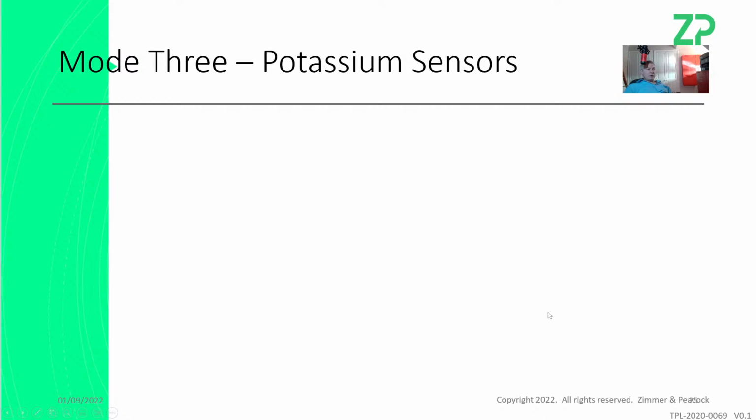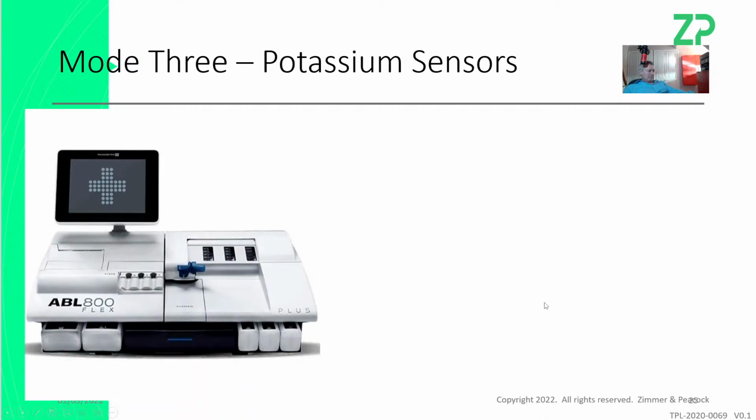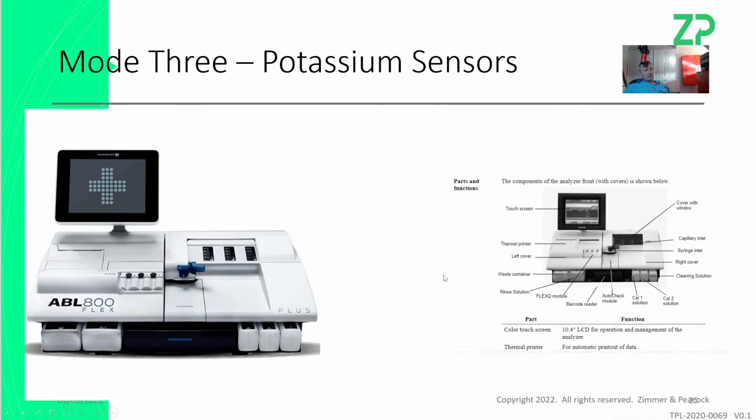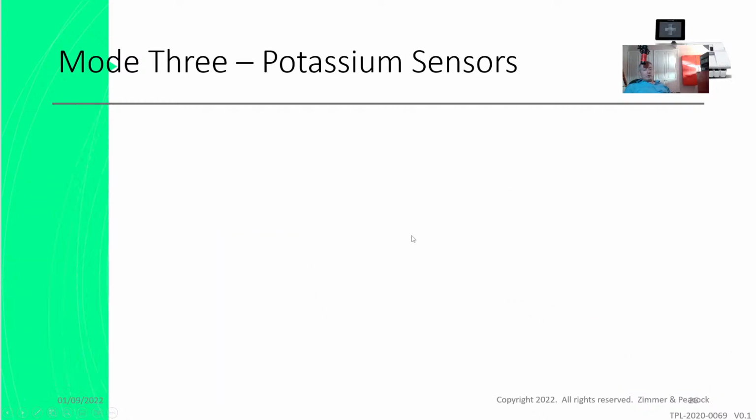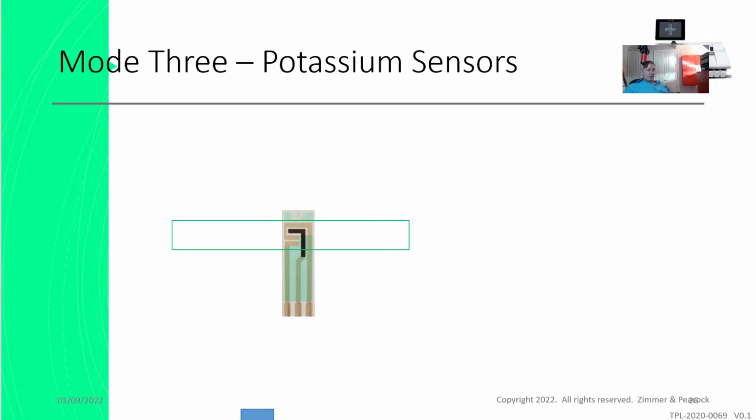And then there's mode 3 that I called it here. Mode 3 is, I think this is by Radiometer. It's a desktop blood analyzer. I looked at the manual, and it's got, lo and behold, calibration solutions on it. So I think what they're doing with that one, and I call this one mode 3, is they take the potassium sensor, they put it into essentially a flow stream.